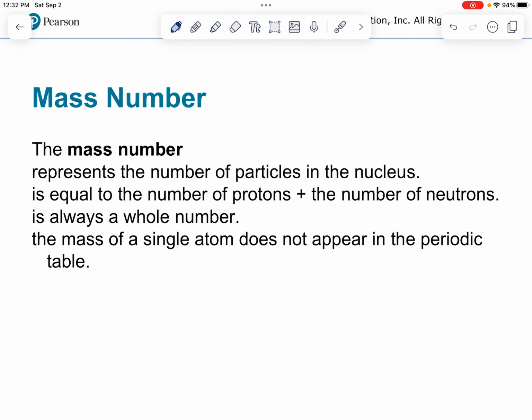Now we have 2 particles that make up mass, right? It's the neutrons and the protons. So that will give you the mass of an atom. Now, all atoms of a particular element have the same number of protons, but they can have different numbers of neutrons. So atoms of an element with different numbers of neutrons are isotopes of that element.